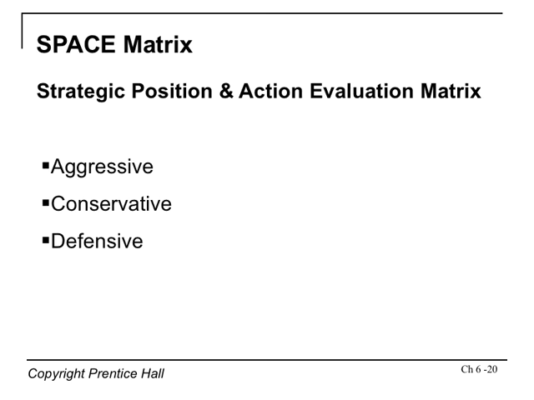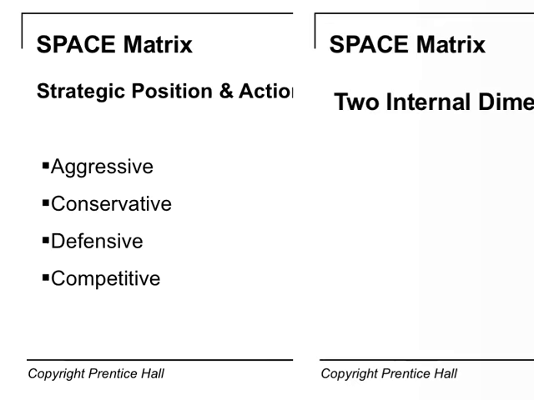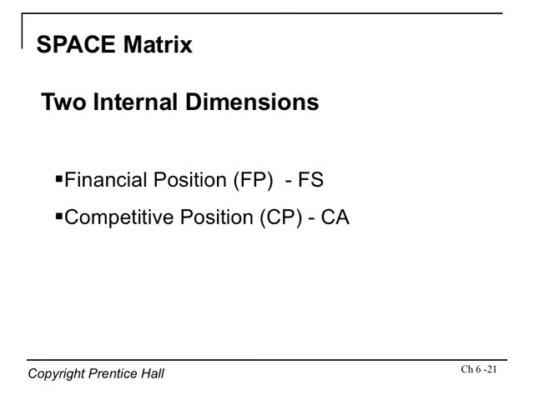It is the strategic position and action evaluation matrix, and it has four quadrants that you should know well: aggressive, conservative, defensive, and competitive. We will look at those shortly. So folks, when we are talking about matrices, there's something very critical that you need to pay attention to.